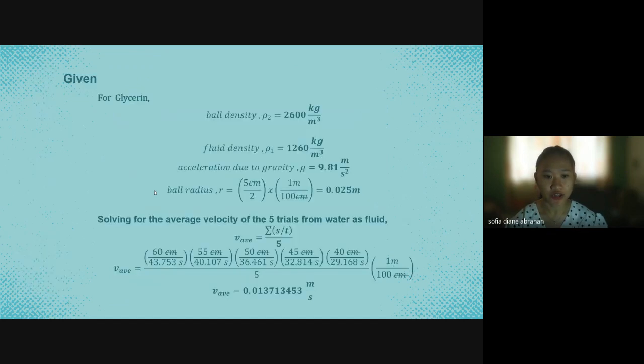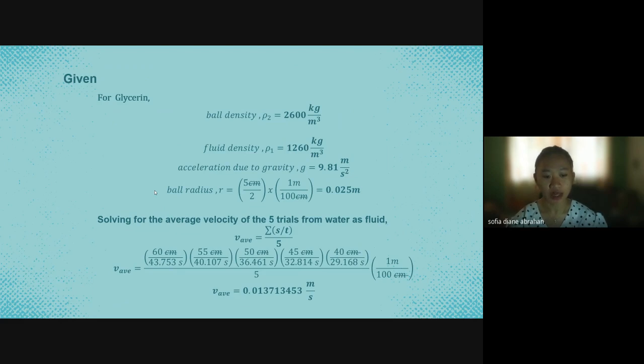For the calculation, for glycerin, let density 2 be the ball density, which is equivalent to 2,600 kg per meter cubed. The fluid density, density 1, is equivalent to 1,260 kg per meter cubed. The acceleration due to gravity, g, will be 9.81 meters per second squared. The ball radius: the diameter is 5 centimeters, so the radius will be 0.025 when converted into meters.